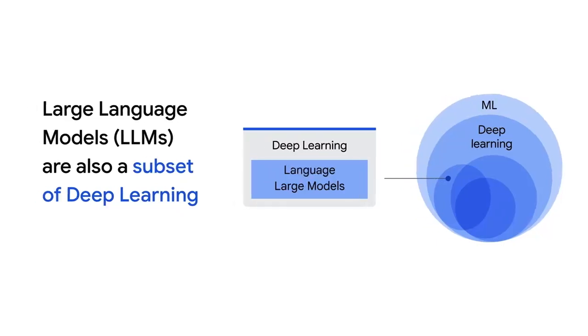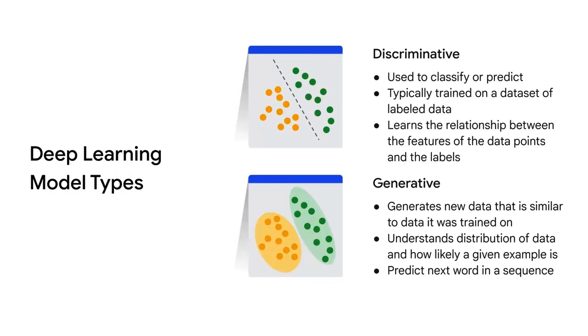Good job, me. Deep learning models, or machine learning models in general, can be divided into two types: generative and discriminative. A discriminative model is a type of model that is used to classify or predict labels for data points. Discriminative models are typically trained on a dataset of labeled data points, and they learn the relationship between the features of the data points and the labels. Once a discriminative model is trained, it can be used to predict the label for new data points.